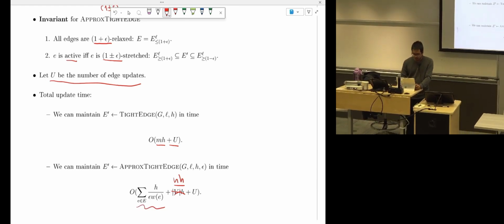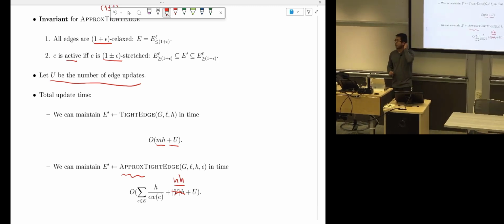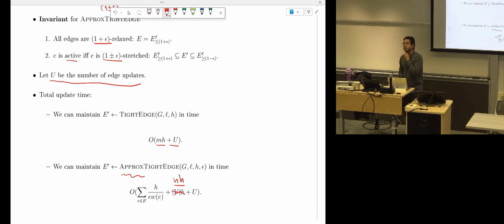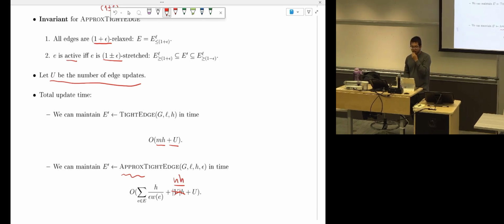Anyone recall what's the idea of this approx tight edge data structure? How did we make it faster? We just, instead of doing one level at a time, we did jumps proportional to the weight of the edge. Times the weight of the edge.